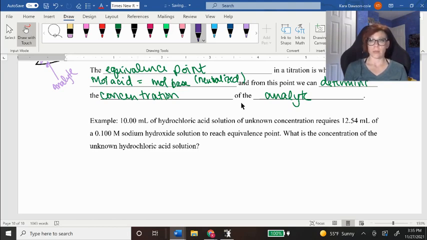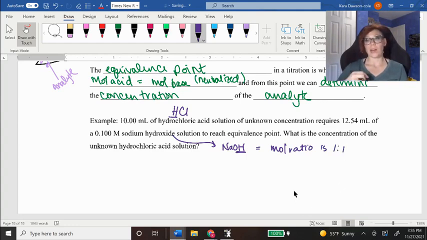Now, here's a really cool thing about neutralizations. Number one, you always have to have a balanced chemical equation. But with neutralizations, where you have your hydroxide, OH minus, and your H plus, you can get your mole ratio without having to balance the equation. So if I have hydrochloric acid, which is HCl, and sodium hydroxide, which is NaOH, well, I have one H plus to one OH minus. This means that my mole ratio is 1 to 1.